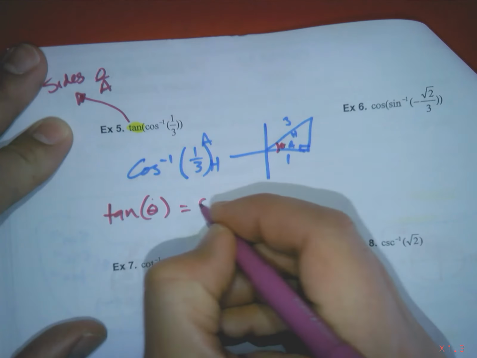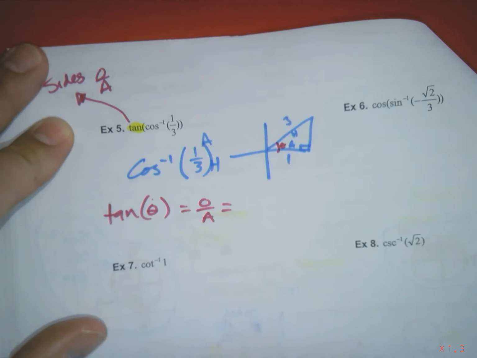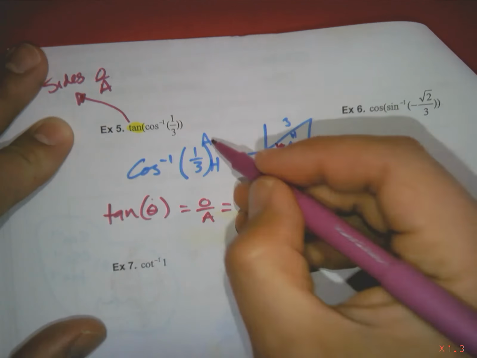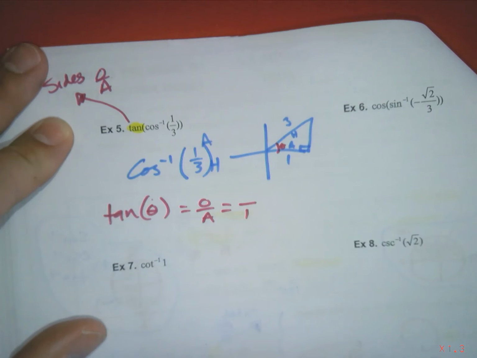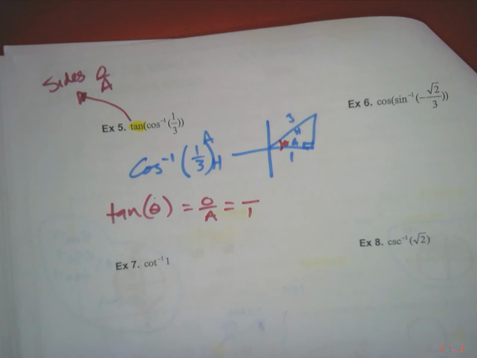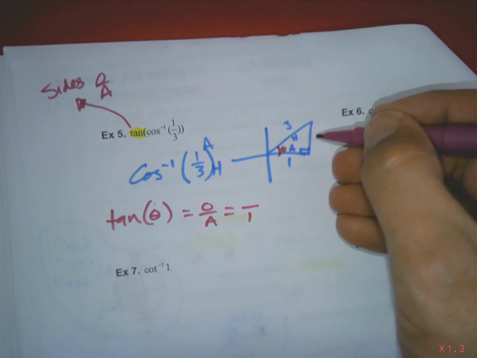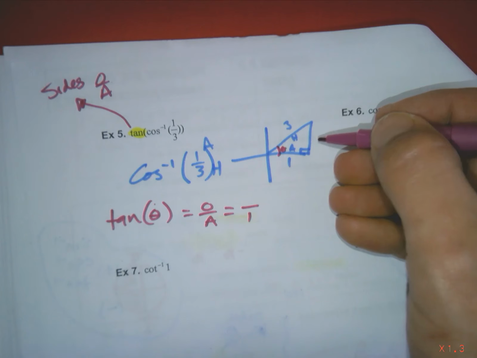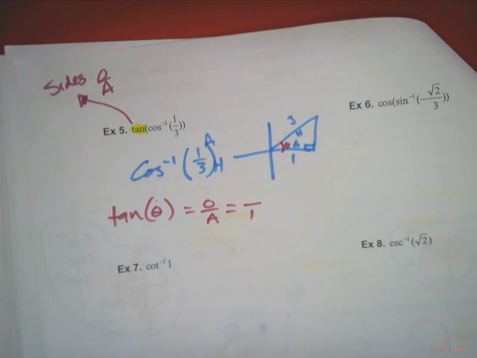I want opposite over adjacent. Well, they gave me adjacent is 1. I just don't know what opposite is. So I need to figure out what this guy right here is. All right. And how do you do that? Because this is not a reference triangle that we use. So the only way to find that third side is to do what?